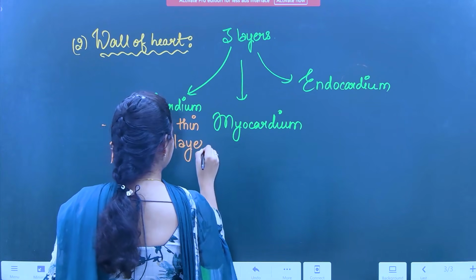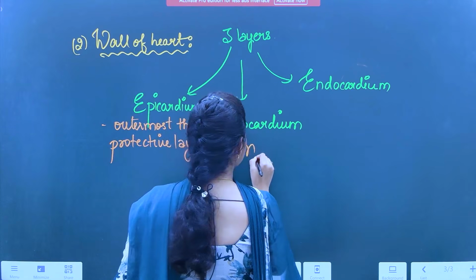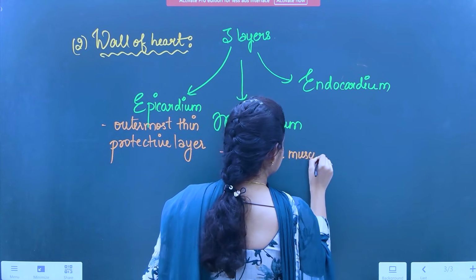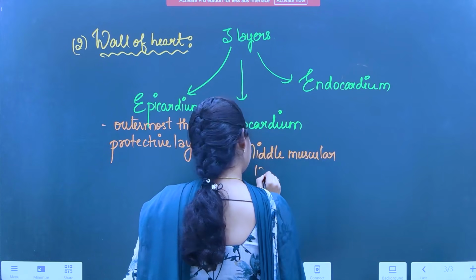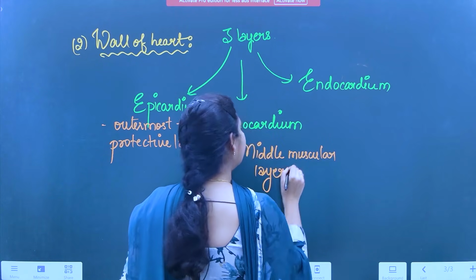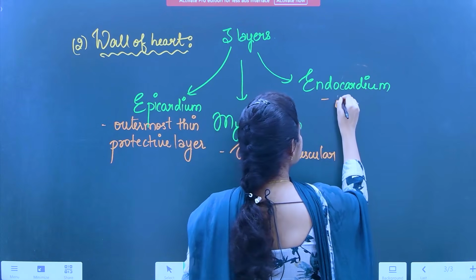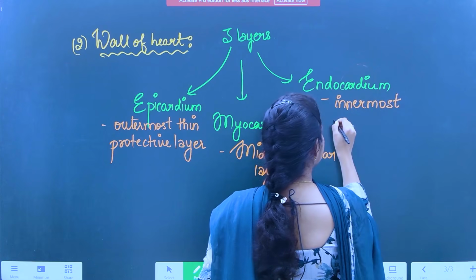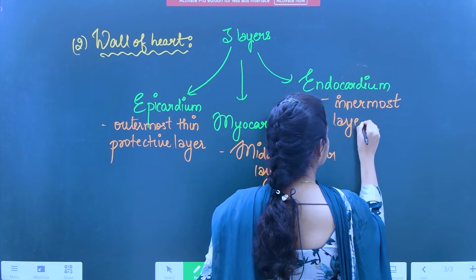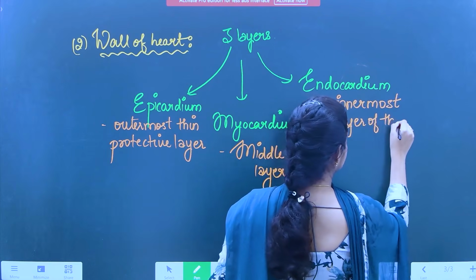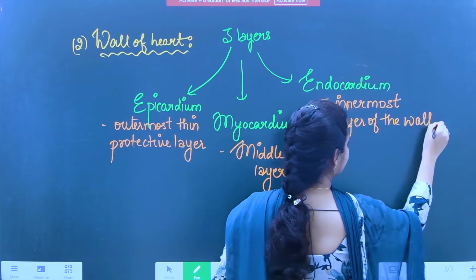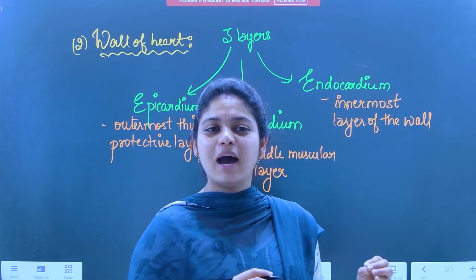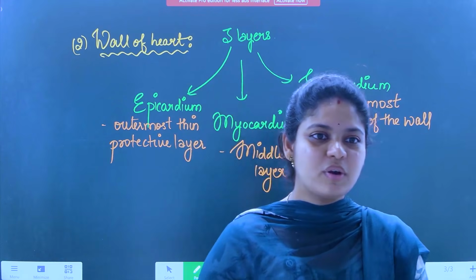Myocardium is the middle muscular layer. Endocardium is the innermost layer of the wall. Of the wall of what? Great Wall of China? No. Wall of heart. Understood?